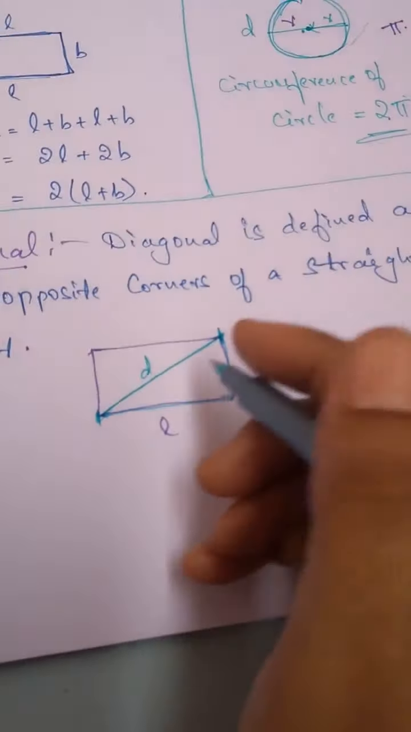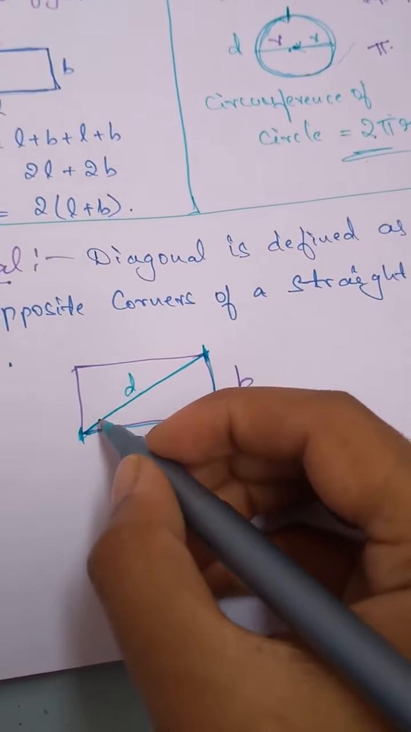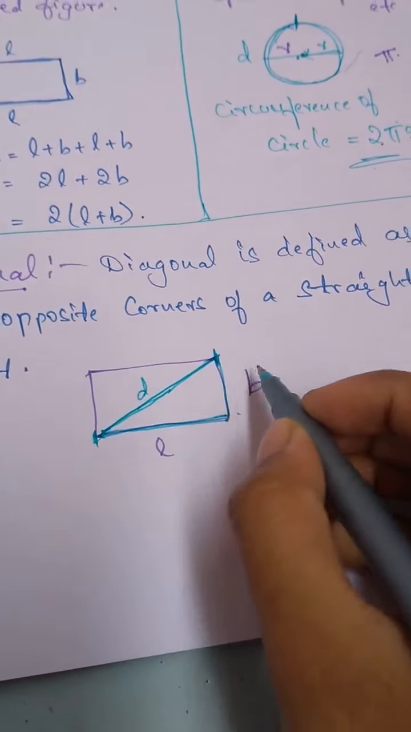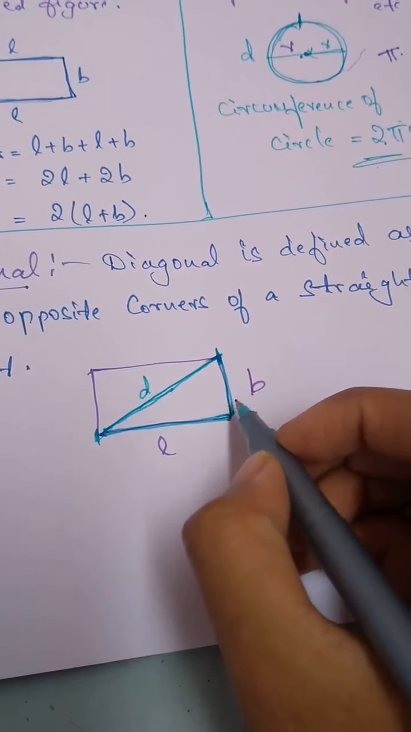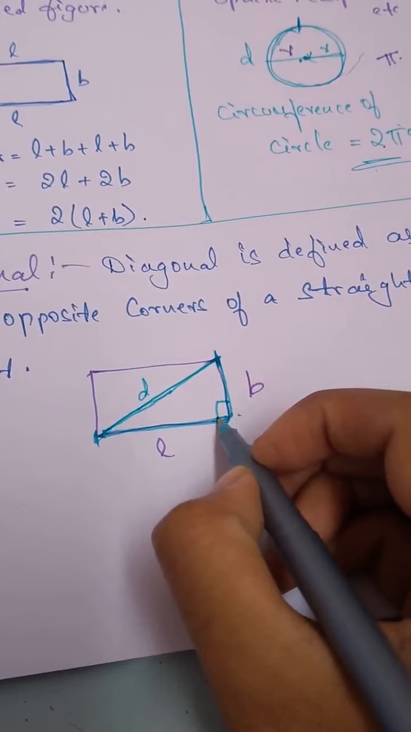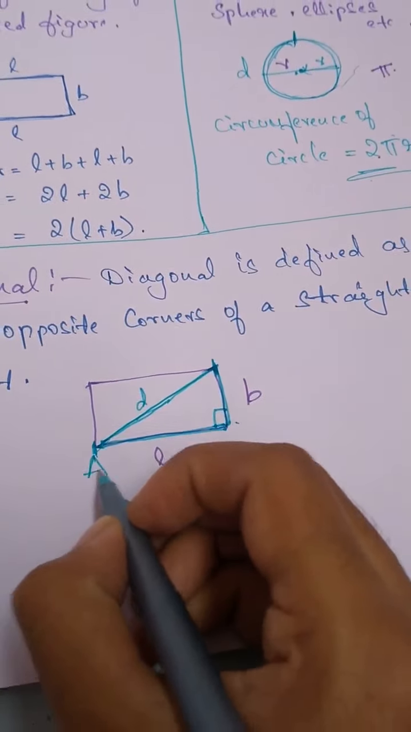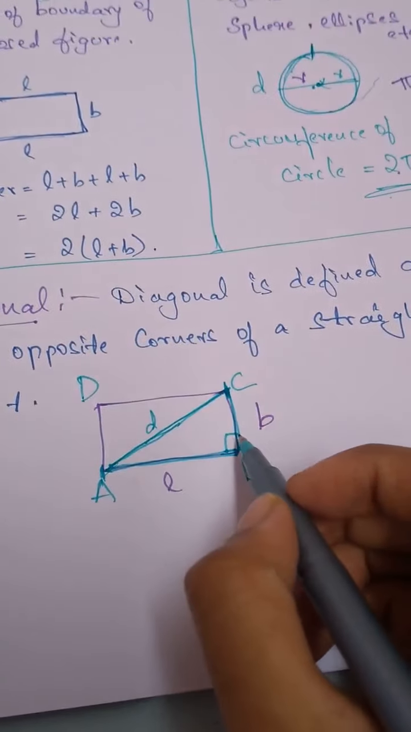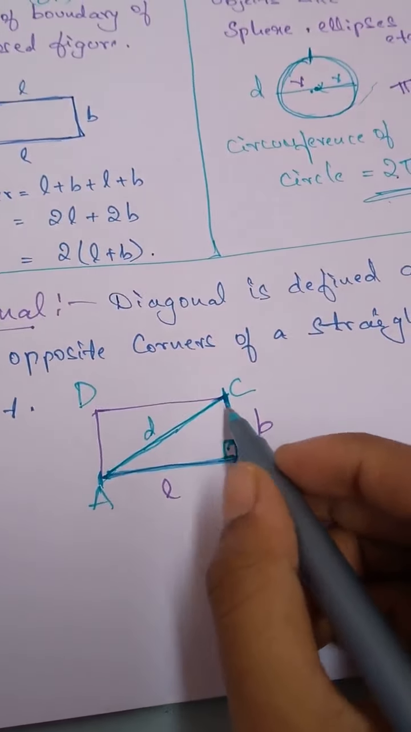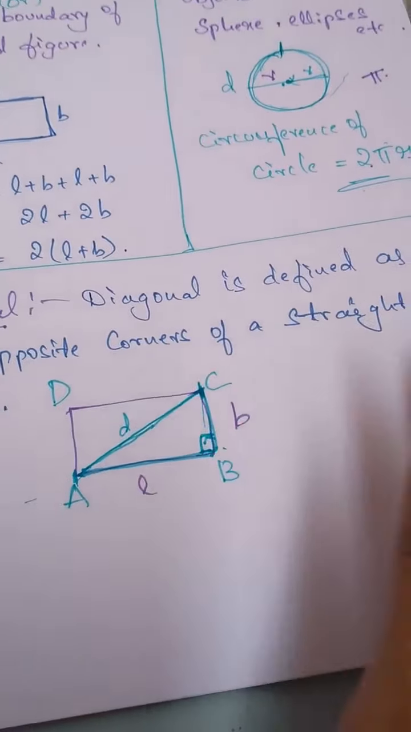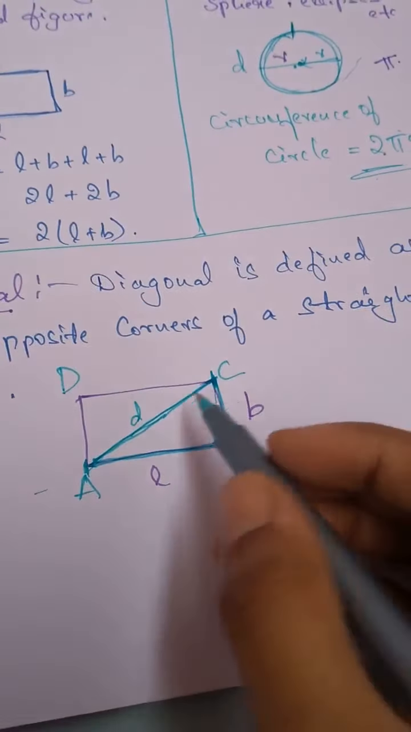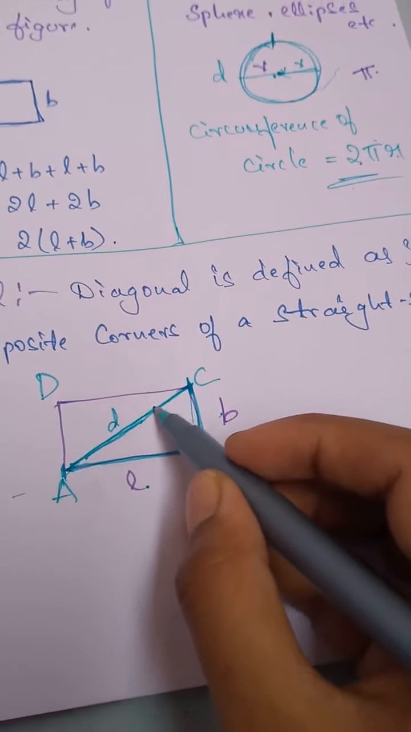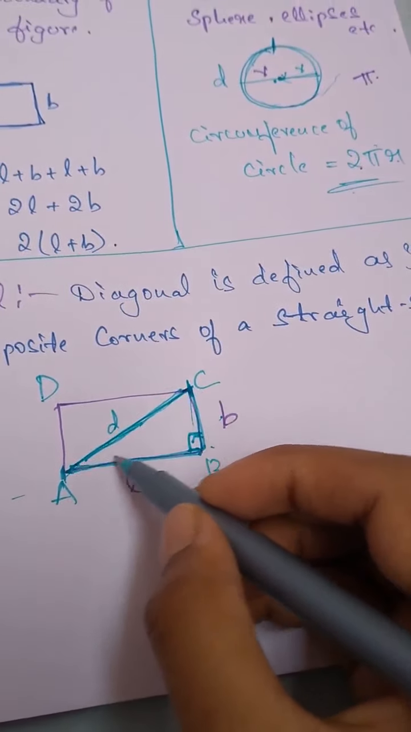To find out this diagonal from these 2-dimensional objects, we take reference from triangle properties. After joining the two corners, it becomes a triangle shape. It is having 90 degrees at B. Suppose A, B, C, D. So it becomes a right angle triangle. As we know, this is the one side, this is the second side, this is the third side.